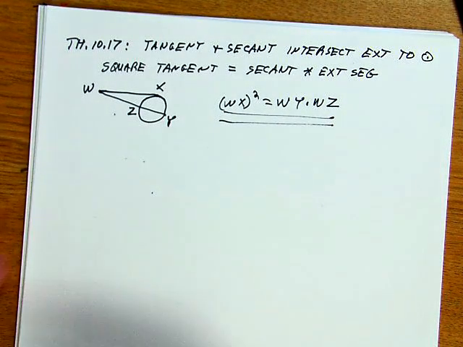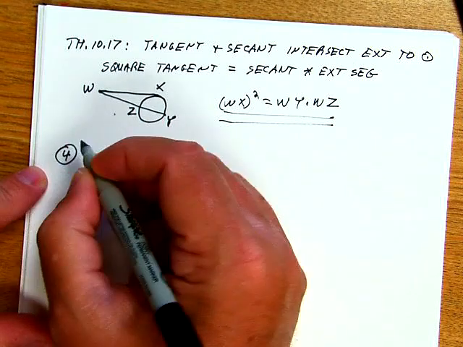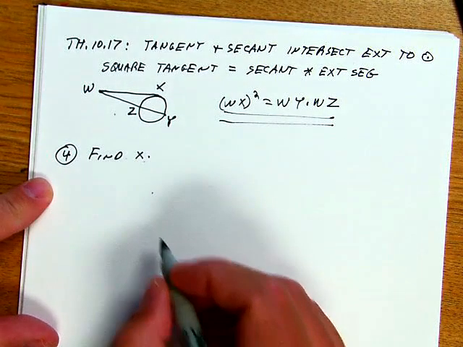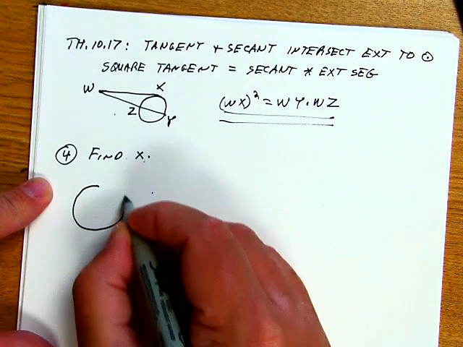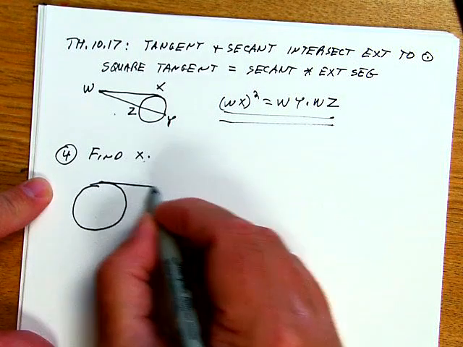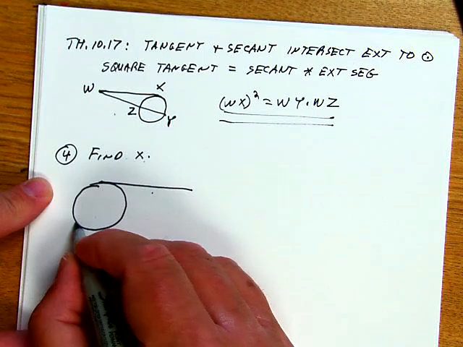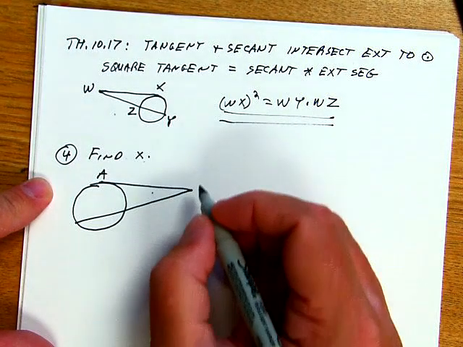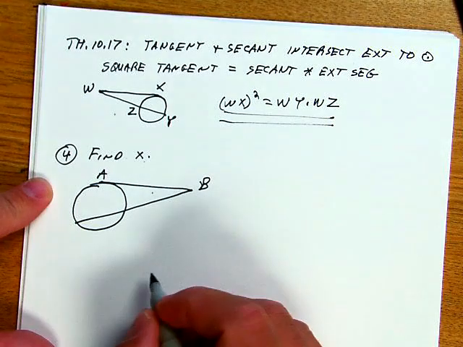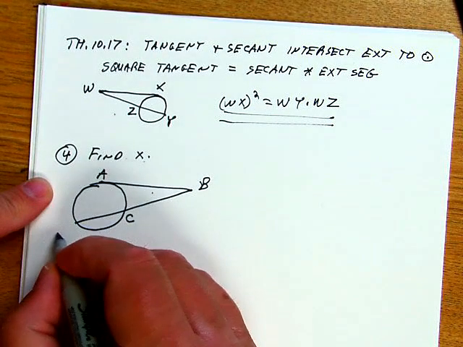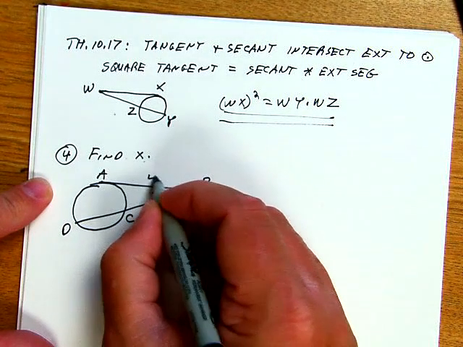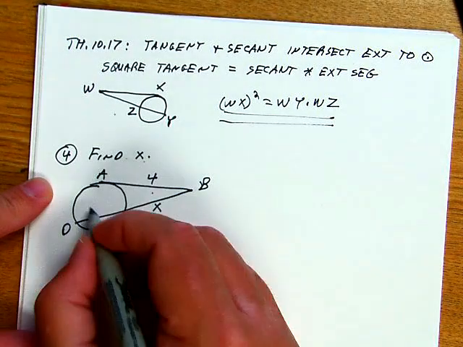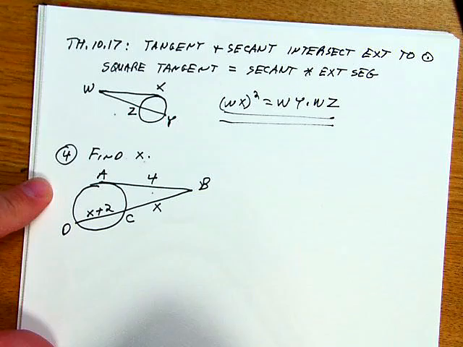Well, let's use it. Example 4 in your book. Find X, given the following. Here's my circle. I have a tangent line coming off the top. I have a secant right there. Point A is my point of tangency. B, C, and D, and my lengths that I know are 4. This is X, it's the part I'm going to try and find, and this is X plus 2.